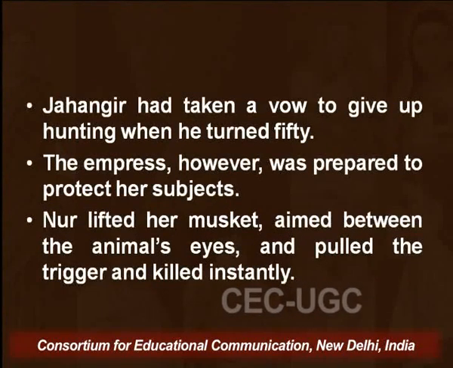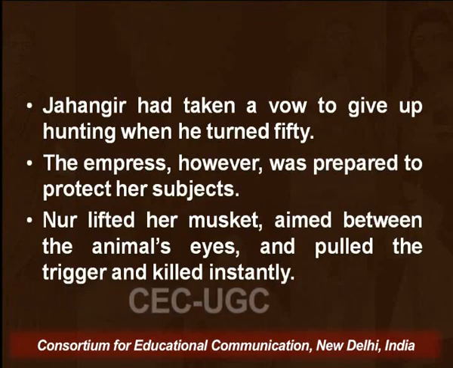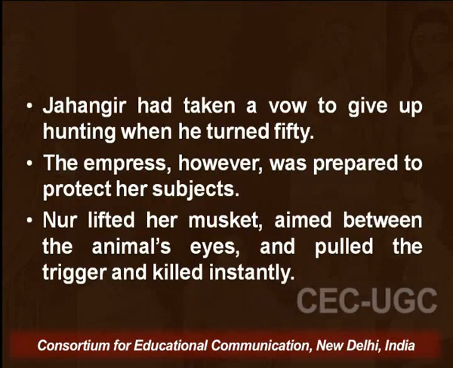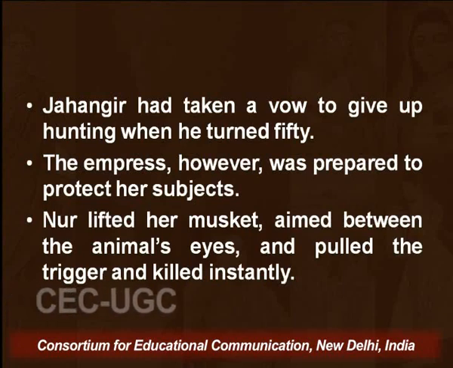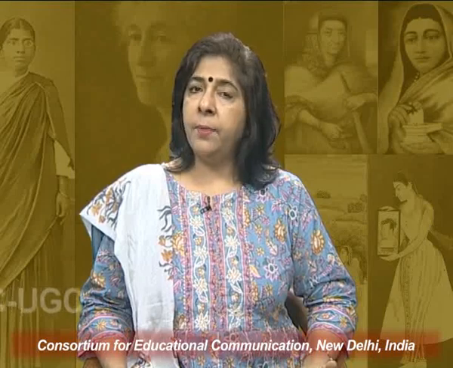So, Jahangir was approached, but Jahangir had taken a vow to give up hunting when he turned 50. So, it was now the empress who was prepared to protect her subjects, and Nur Jahan lifted her musket, aimed between the animal's eyes, pulled the trigger and killed the man-eater instantly. After this scene, Jahangir was delighted. A woman shooting publicly was highly unusual, and with such expertise was unheard of.